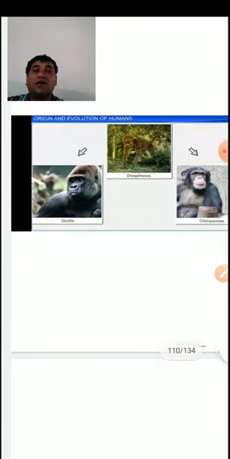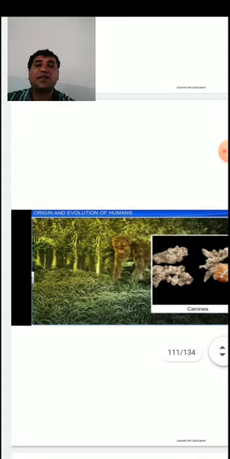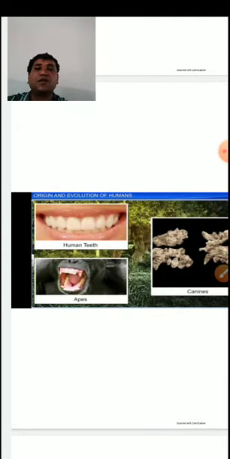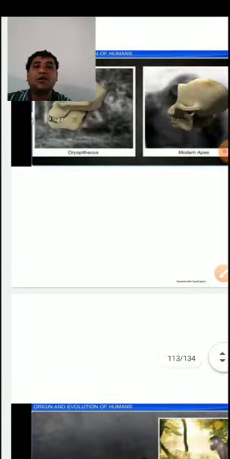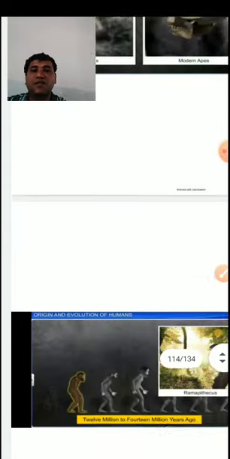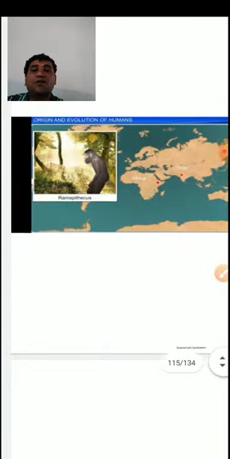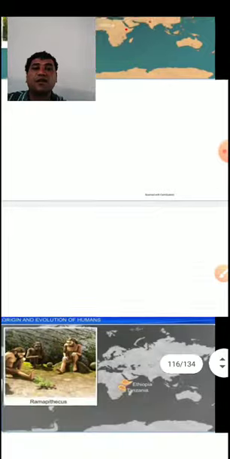They are almost like chimpanzees and gorillas, and they have bigger canine teeth compared to humans, but not as strong as human teeth. When you compare the skull of the Dryopithecus with the modern apes, you can see certain similarities. And Ramapithecus, these are present in the Shivalik hills of India and Eastern African countries.